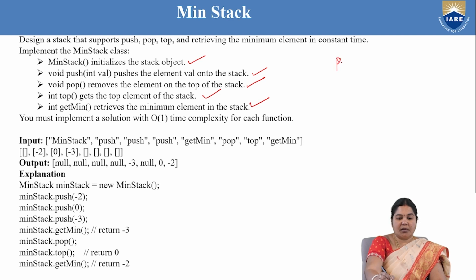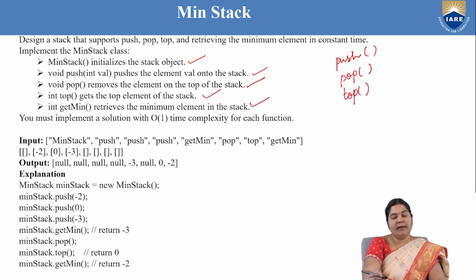So what are those 4 operations given? You have to write a push function to push a value. You have to write a pop function to remove a value from the stack. Then you have to write a top function to display the value from the stack. And you have to write a getMin function to retrieve the minimum value from the stack. Okay, these are the 4 operations.